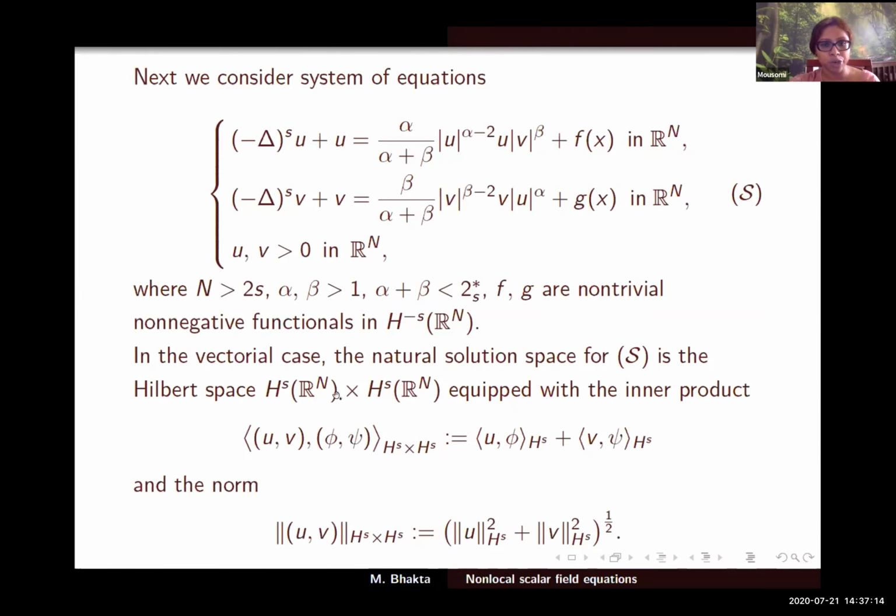So this is the Cartesian product of H^s(R^n) times H^s(R^n), and we have the inner product, where you take the pairwise inner product. So the inner product is defined in this way: you take the inner product of U and phi plus the inner product of V and psi. And you have the corresponding norm in H^s(R^n) times H^s(R^n).